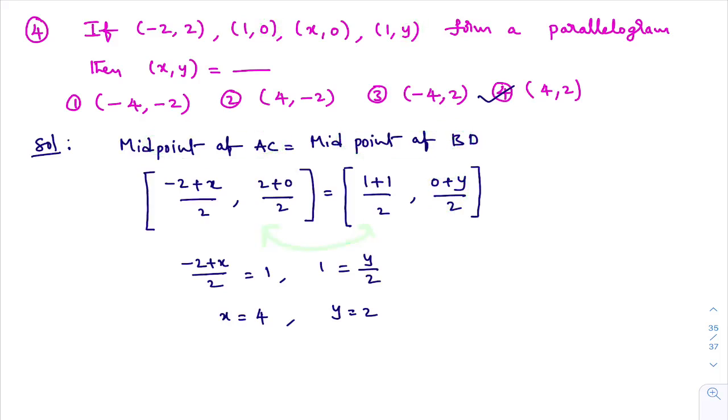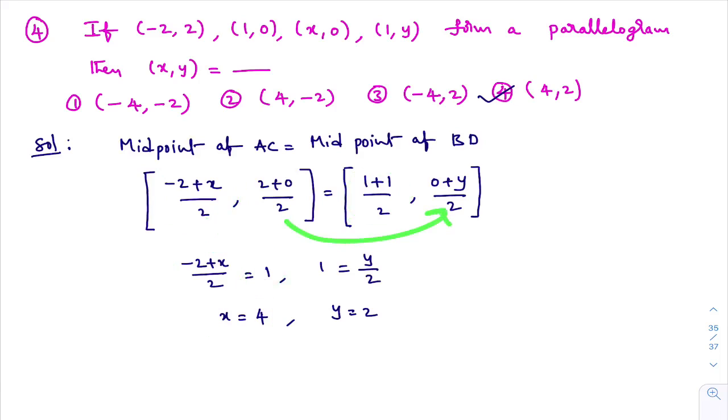How will I equate these 2 points? I will equate the 2 x coordinates and I will equate the 2 y coordinates. First I will equate the 2 x coordinates. Equate these two. This side is (-2 + x)/2 equal to this side, 2 by 2, which is nothing but 1. So if I simplify this, I am getting x equal to 4.